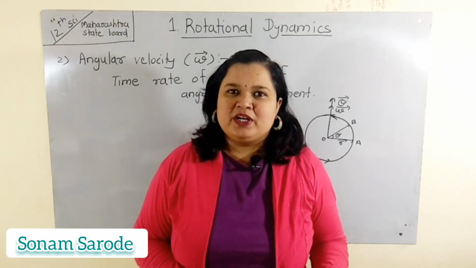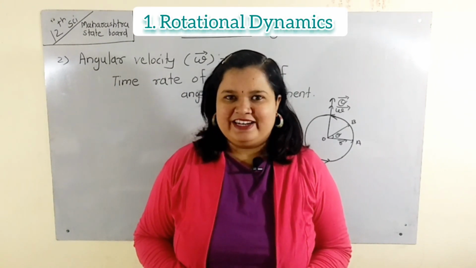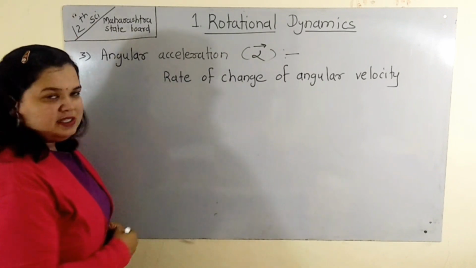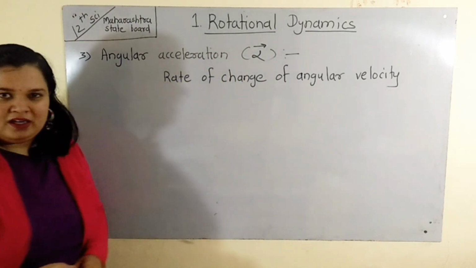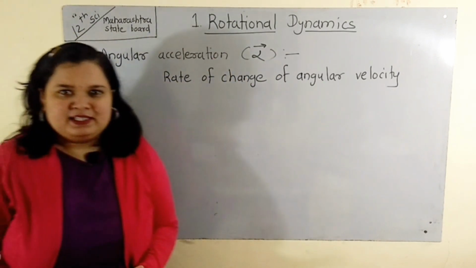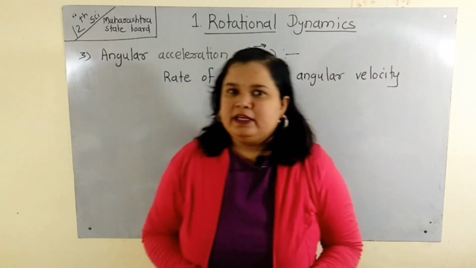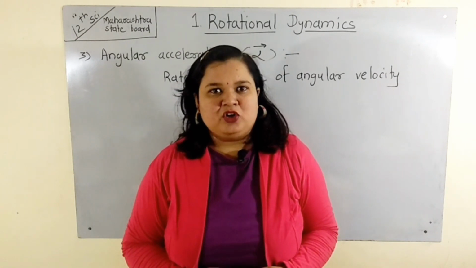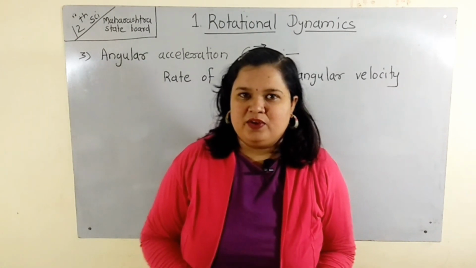Today we are going to continue our chapter Rotational Dynamics. Next term is Angular Acceleration. Angular acceleration is denoted by vector alpha. We know that linear acceleration is denoted by a. a is the rate of change of velocity, that is linear velocity.